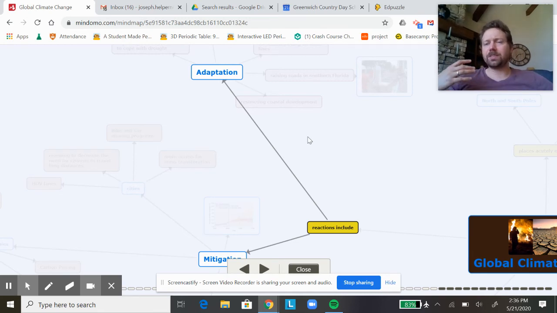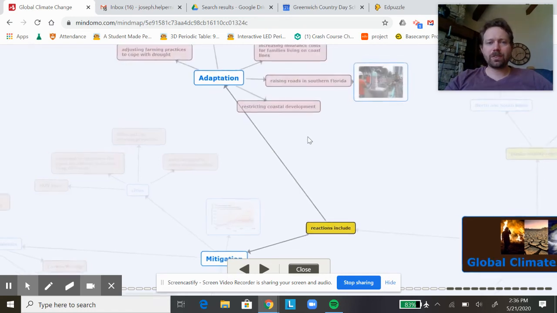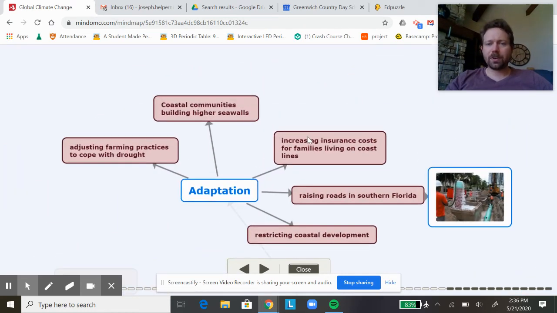Adaptation is simply trying to adjust our world to global climate change. It's not addressing the root cause of climate change. It's simply saying that if sea levels are rising, we should build higher walls. Ways that we adapt, as we said, building higher walls, building higher roads.